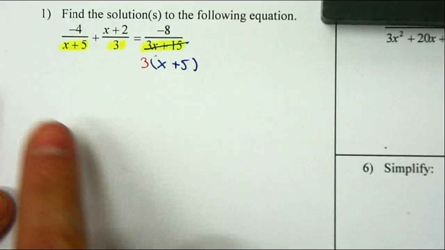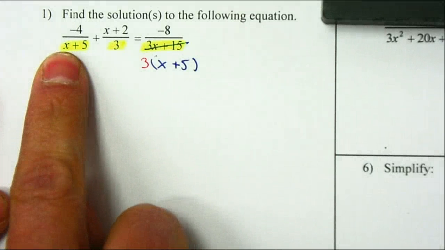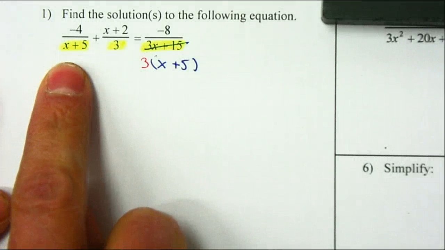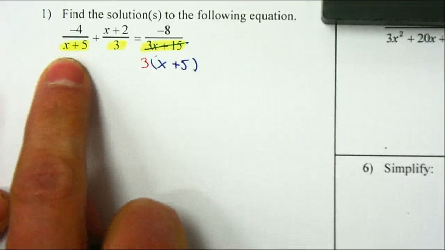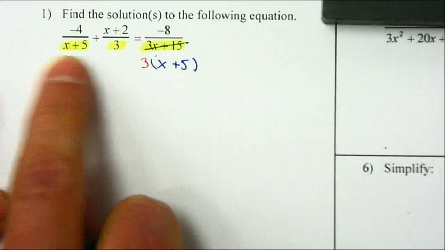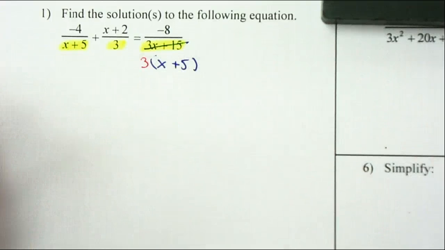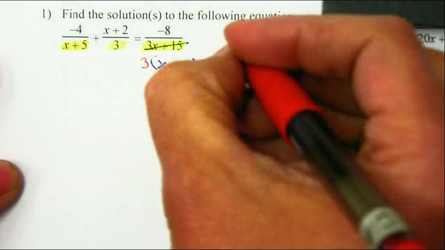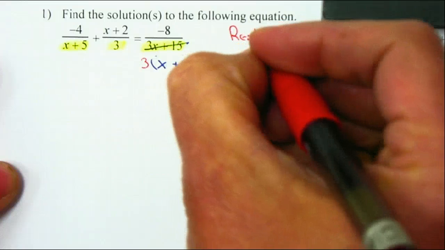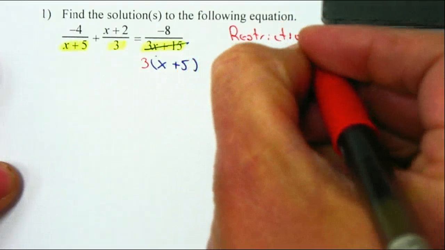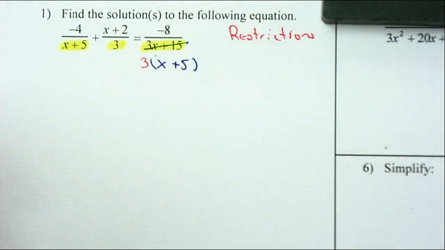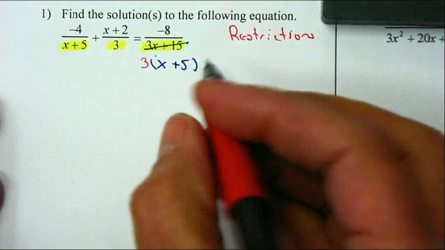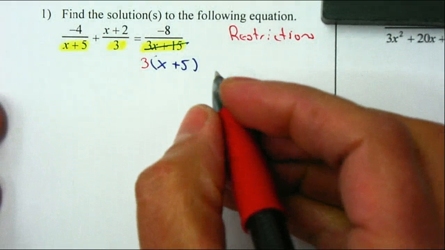Now, since we do have an x on the denominator, we need to be able to find the restrictions. Remember, the denominator cannot be 0. So for what values of x will make this a 0? We need to be able to find the restrictions. The restrictions will tell us what values x cannot be equal to.